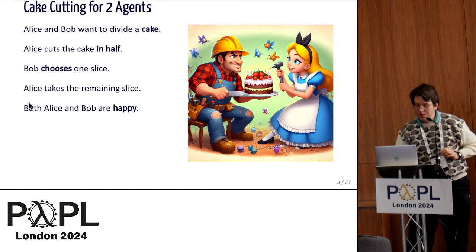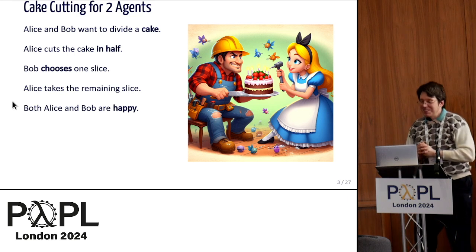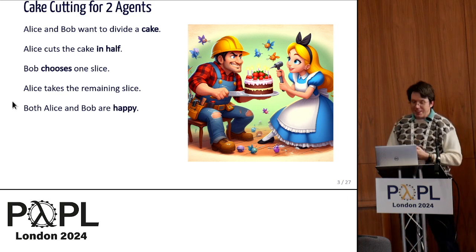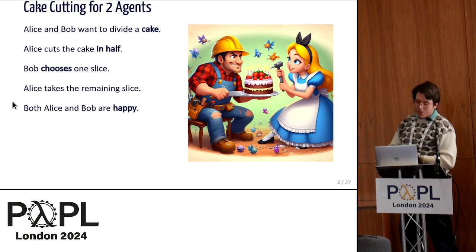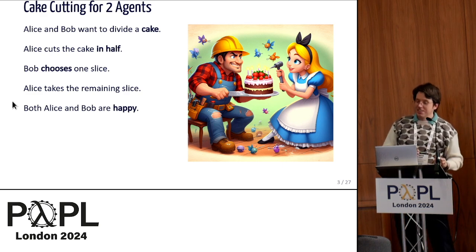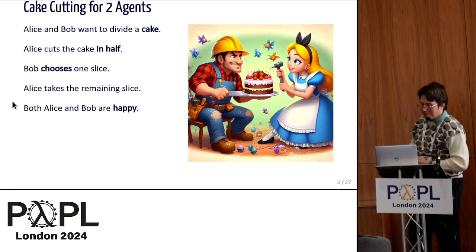Suppose that we have two agents, Alice and Bob, and they want to divide a cake. Here's a well-known way that they can do that fairly. Alice cuts the cake in half, Bob chooses one slice, Alice takes the remaining slice, and then we believe that they will both be happy.